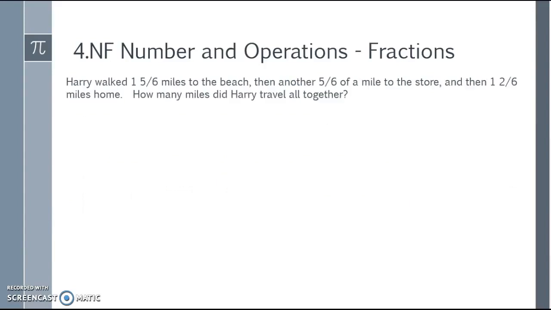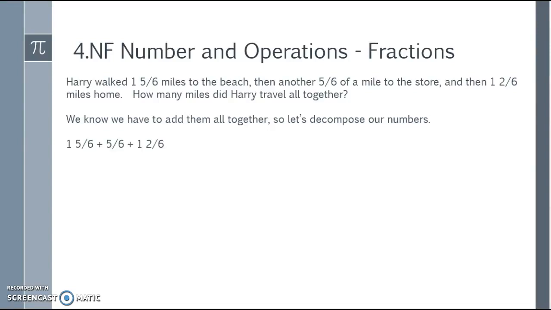Harry walked 1 5/6 miles to the beach, then another 5/6 of a mile to the store, and then 1 2/6 miles home. How many miles did Harry travel altogether? We know that to add them all together, we can decompose our numbers. So here we're adding all of our miles together so that we can show how many we did all together. And what I've done is taken my whole number pieces and rearranged them and separated them from the fractional pieces. I also know that 5/6 plus 1/6 would give me 6 out of 6, which is a whole.